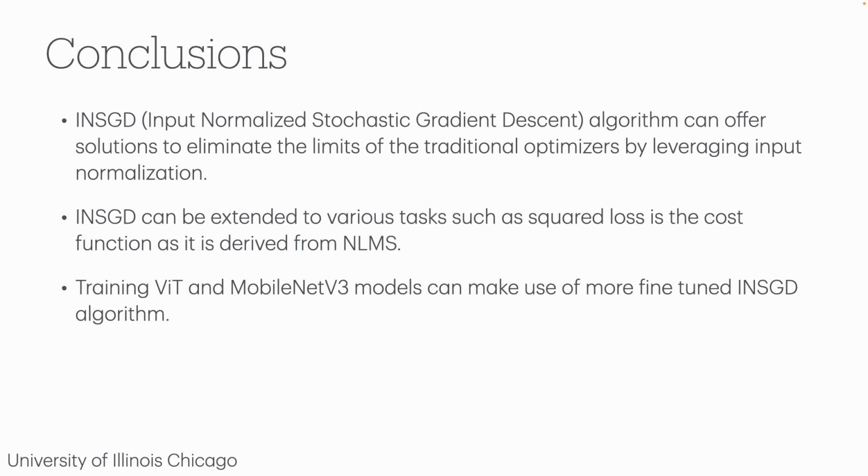To conclude, we presented INSGD and we believe that it can offer solutions to eliminate the limits of traditional optimizers by leveraging input normalization. Here we only tested input normalized stochastic gradient descent on image classification tasks, but it can be extended to various tasks. We also note that the INSGD algorithm can be further fine-tuned for training of Vision Transformer and MobileNet V3, since they use different blocks than ResNet models.